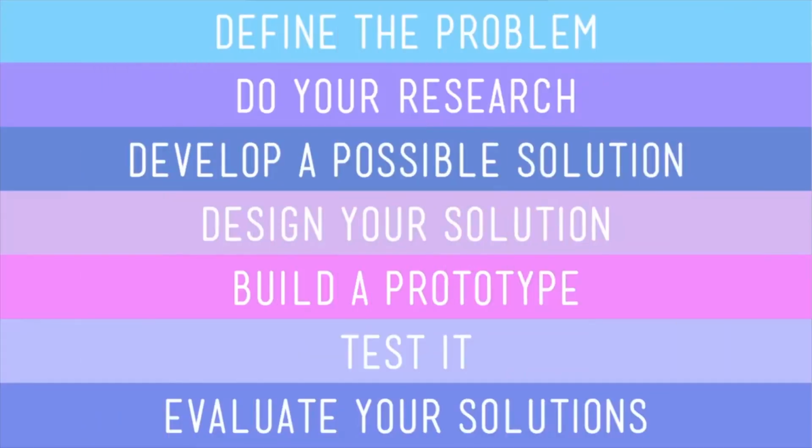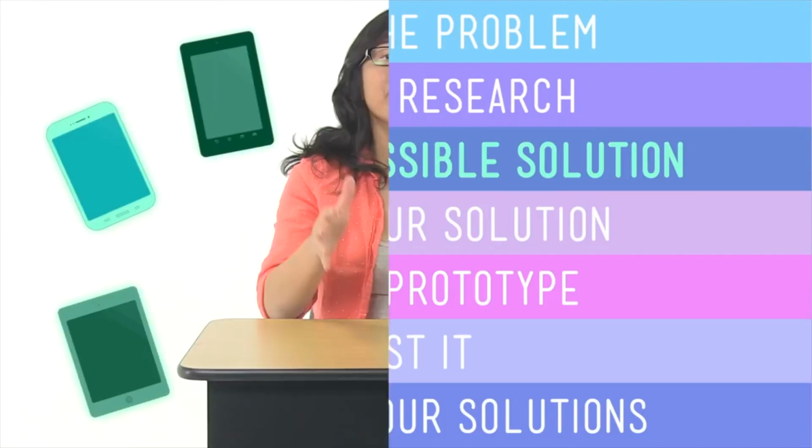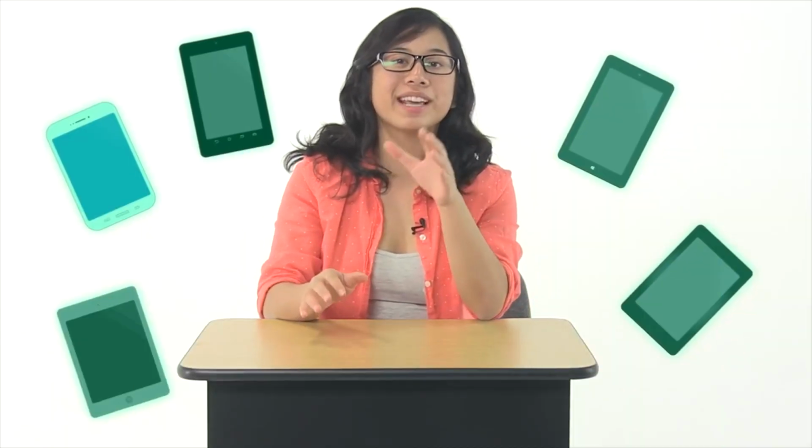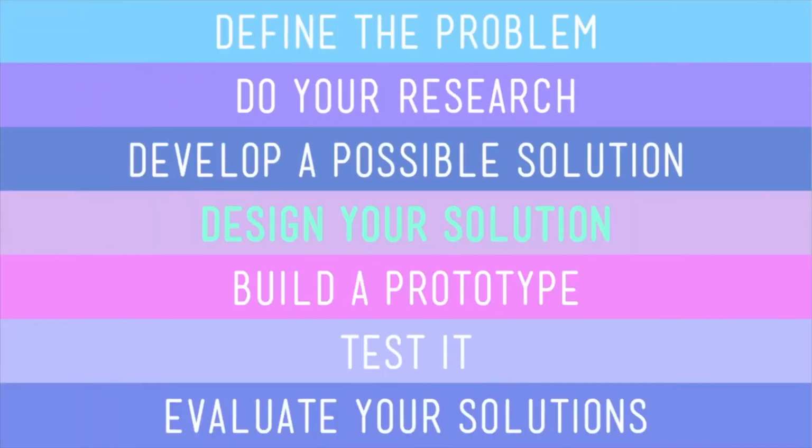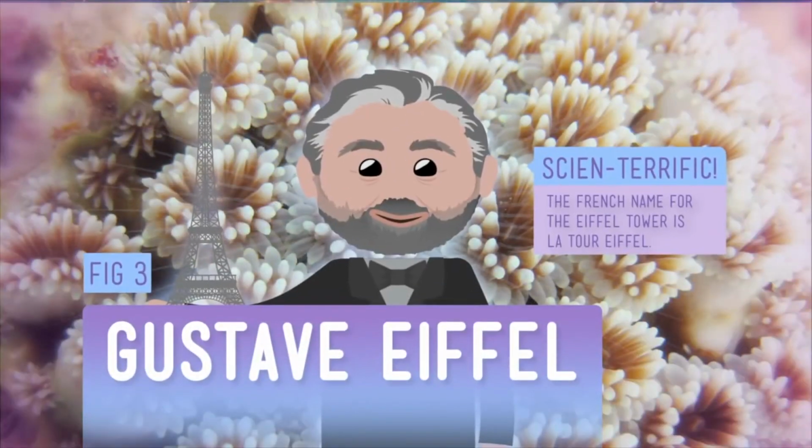This takes us to step 3. Develop a solution. After your research is done, this is where you say exactly how you think you can solve the problem. And once you've thought of a good solution, you have to figure out how it'll actually work and what it will look like. So you have to design your solution. This is where you get to draw. Civil engineers always sketch out their ideas, like buildings and bridges and towers, to show what they'll look like when they're done. Gustave Eiffel designed the famous Eiffel Tower in France, and he definitely showed up on day 1 of construction knowing exactly what it was gonna look like.